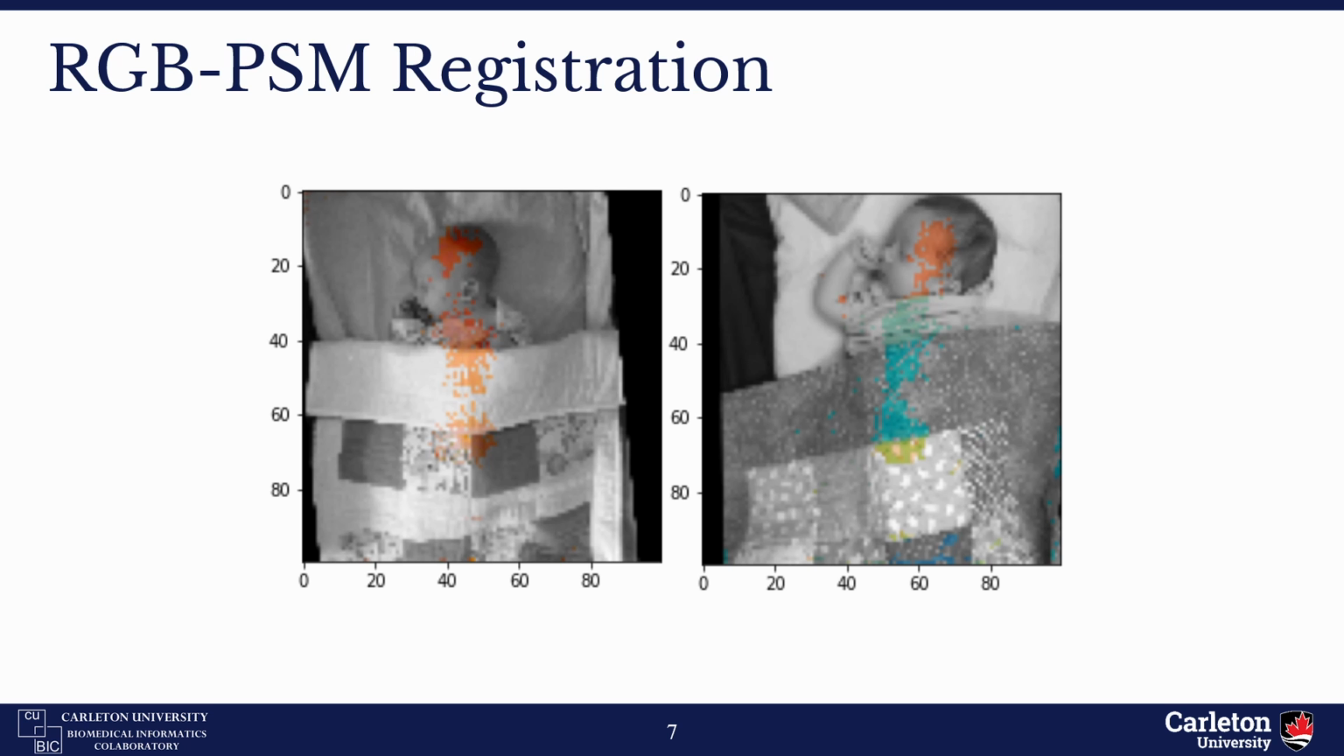PSM. So by fusing PSM and video data, we can obtain accurate segmentation in the PSM by transferring the areas of interest found in the video to the PSM. By locating the chest, we can then improve the quality of this type of respiration rate estimation.